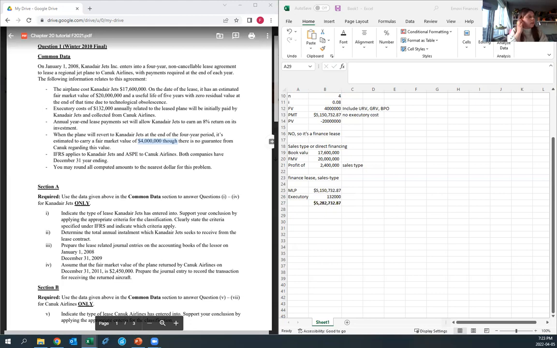Then we're going to prepare the journal entries on January 1st, 2008 and December 31st, 2009. So on January 1st, 2008, what happened is that they entered into the lease contract. First, what you want to account for is the lease payment receivable that the lessor is going to receive over the 4 years of the contract.